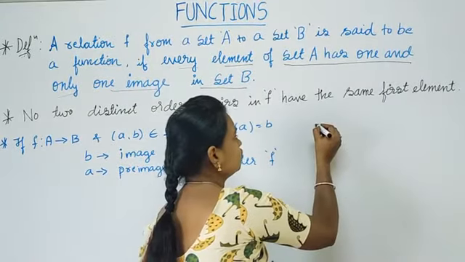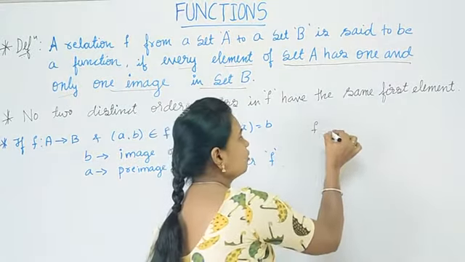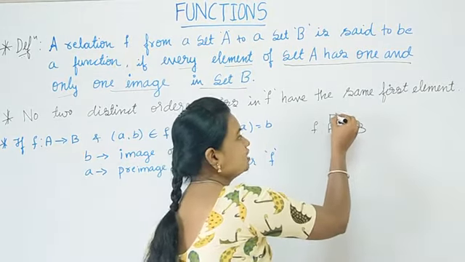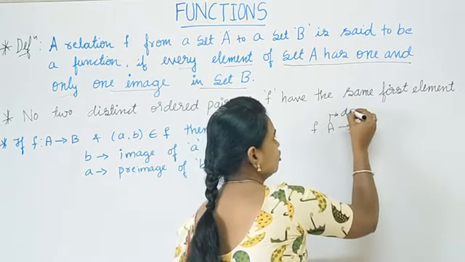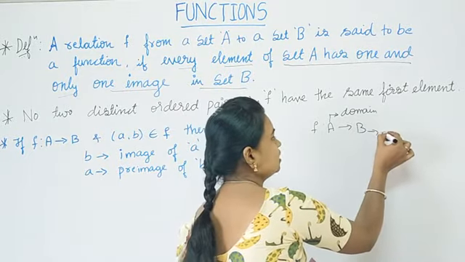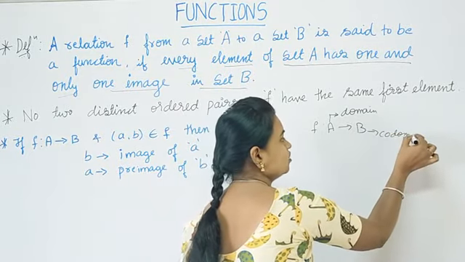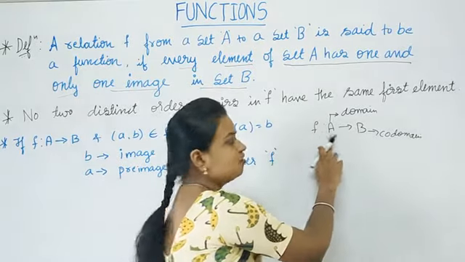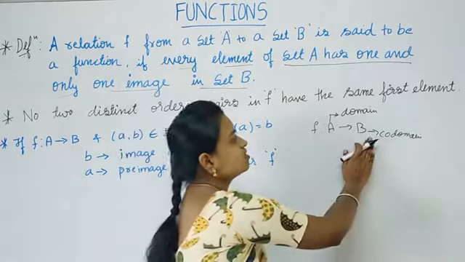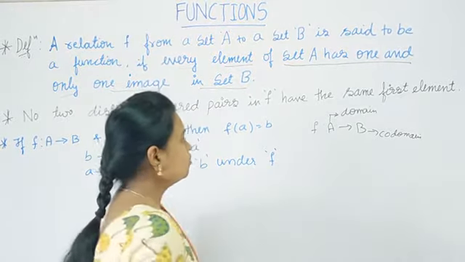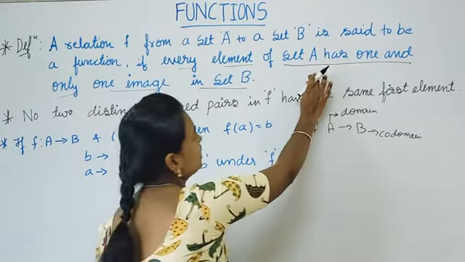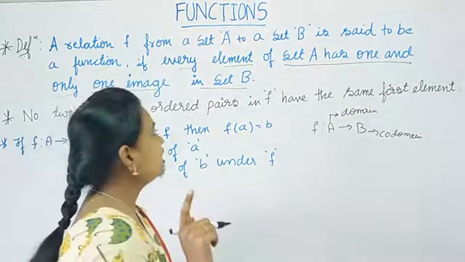Okay, first you have to know that if f is a function from a set A to a set B, we call this set A the domain. So A is known as the domain and the set B is known as the codomain. It is read as f is a function from a set A to a set B, where A is known as domain and this one is known as codomain. A relation is said to be a function if every element of set A has one and only one image in set B.